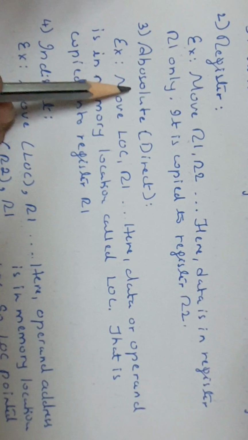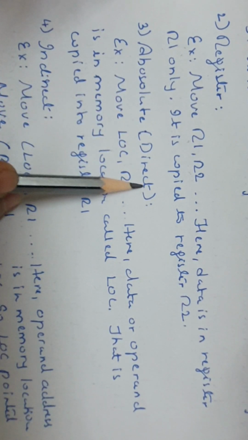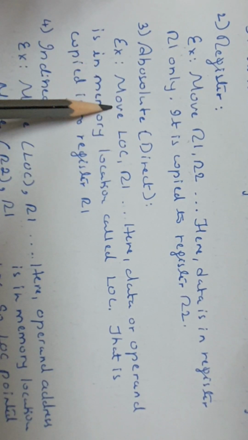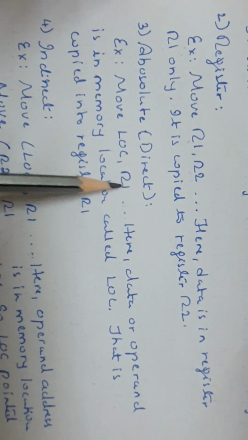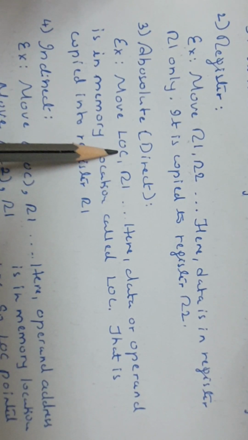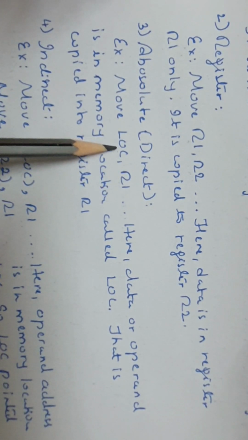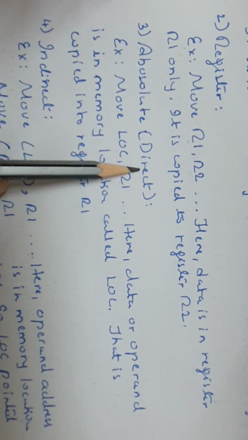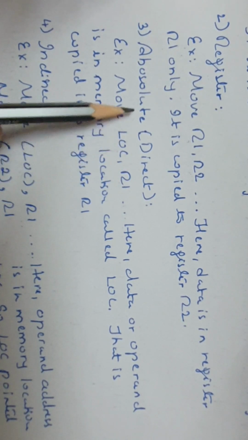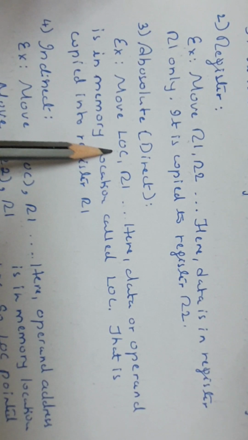So next, third one, absolute or direct addressing mode. Example, move LOC, R1. Here the source is LOC. This is the name of a memory location. So the memory location whose name is LOC, the content of that is copied into R1. So here the operand address, that is the memory location, is directly specified by its name. Hence it is called absolute or direct addressing mode.